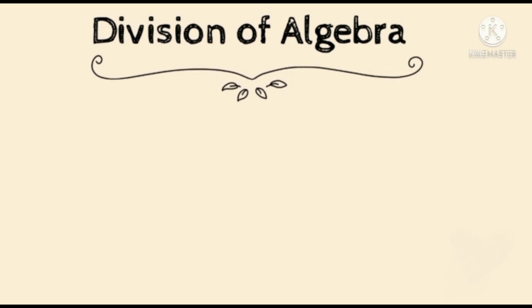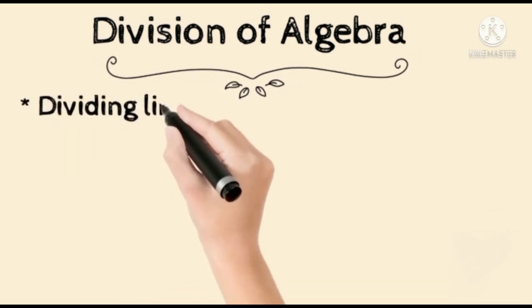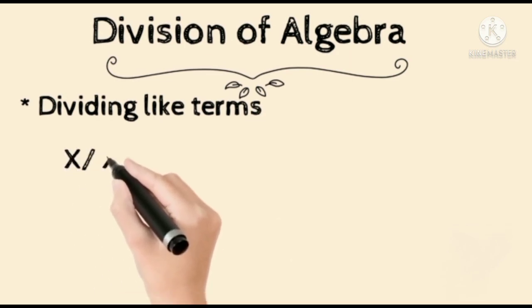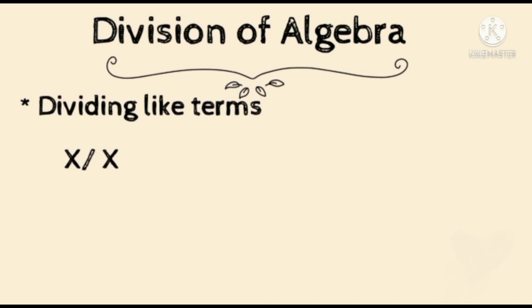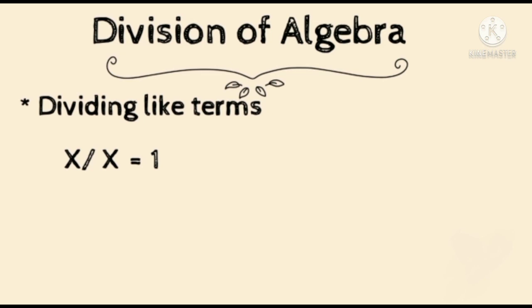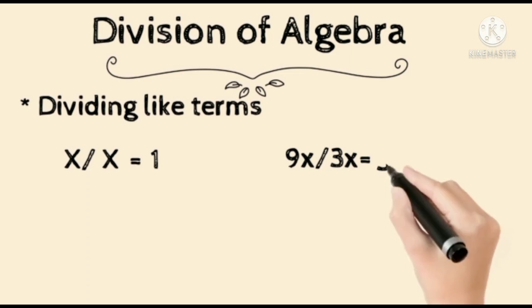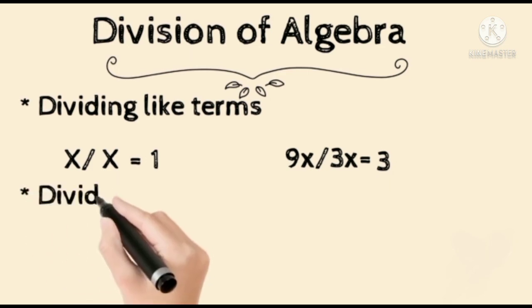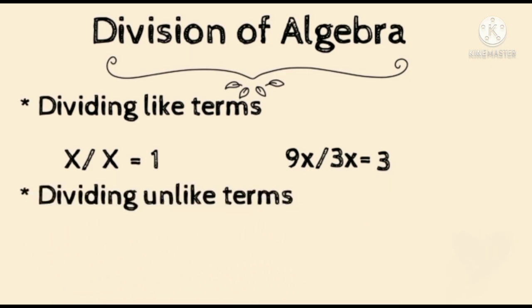Here, similarly, you have two kinds of division, that is dividing with like terms and unlike terms. Dividing with like terms, how do you divide? x divided by x, the answer is 1. It's not necessary that it's only x. It can be y divided by y, which also gives you 1. z divided by z gives you 1. Next we'll consider the numbers 9x divided by 3x. So 9 divided by 3 is 3, and x divided by x is 1. So the answer will be 3.